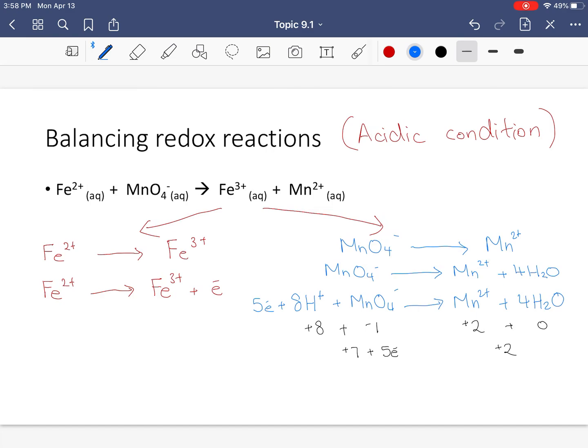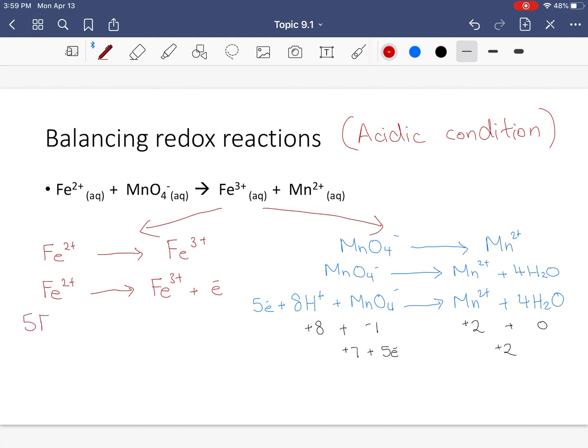Okay. We pretty much balanced out both half reactions. We balanced out the iron part and the manganese part. Now what we're going to do is put them both back together. But before we do that, we want to cancel out those electrons. Because if you look at the iron part, there's one electron on the right side. We want to cancel that out with the 5 electrons on the left side. So we're going to have to do a little bit of a lowest common multiple here, between 1 and 5. Now, I'll tell you right now that the answer is going to be 5.